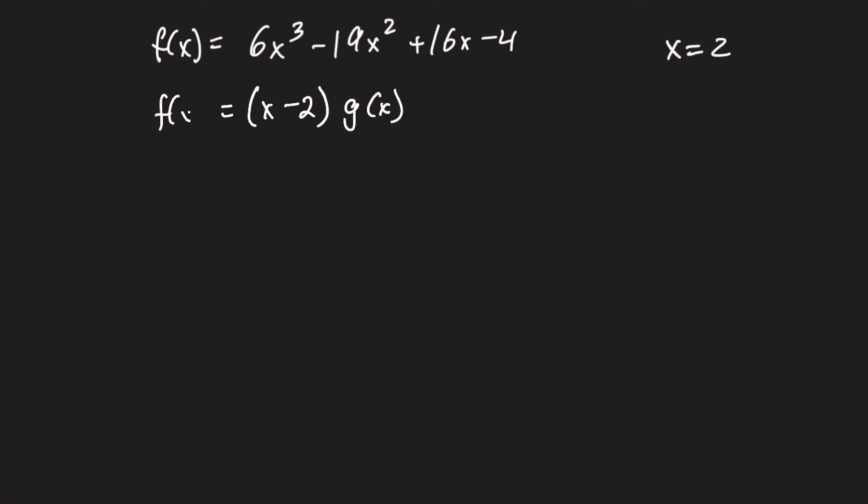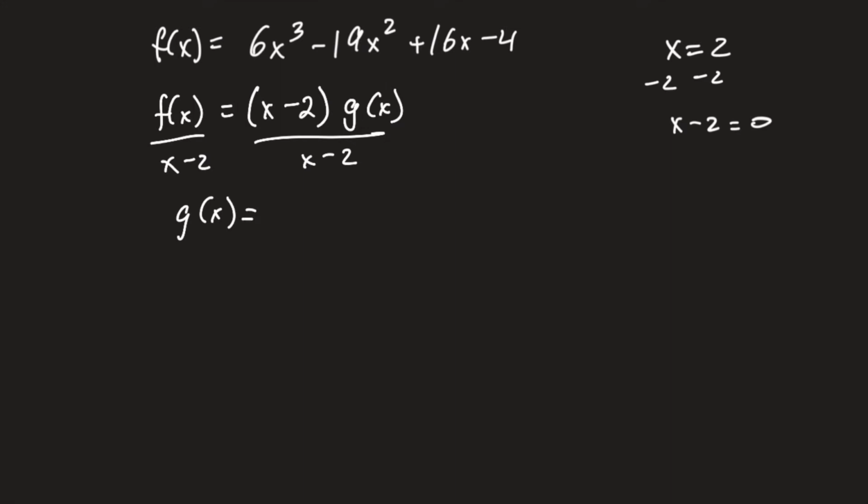So this f of x can be written as x minus 2, which I got by just subtracting 2 over to the other side, x minus 2 equals 0. And if you recall from finding roots, you set factor equal to 0 and solve for x. So now we're just doing it backwards. So I know that x minus 2 is one of the factors. What I want to find now is what is that g of x. So if I divide both sides by x minus 2, g of x is nothing more than f of x divided by x minus 2.